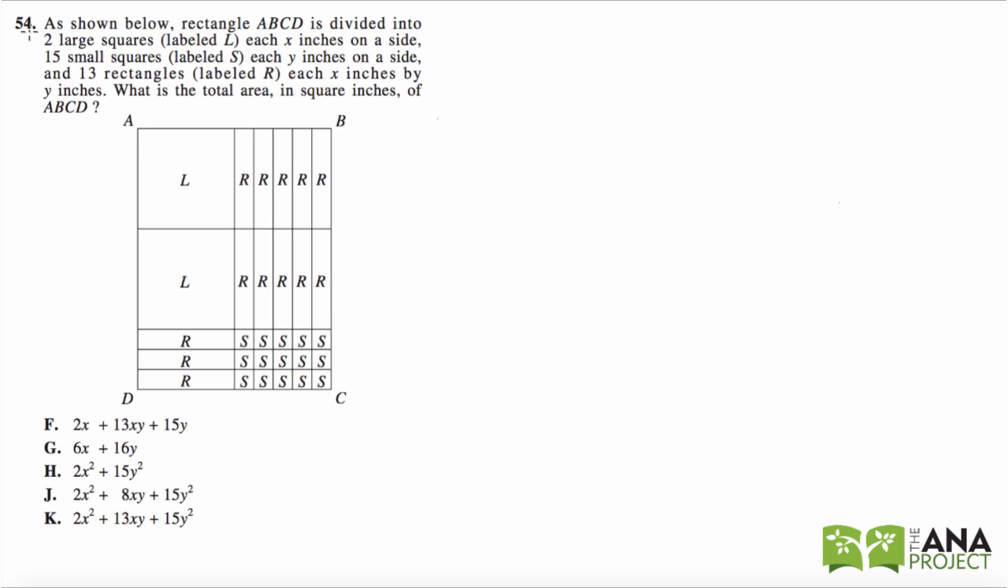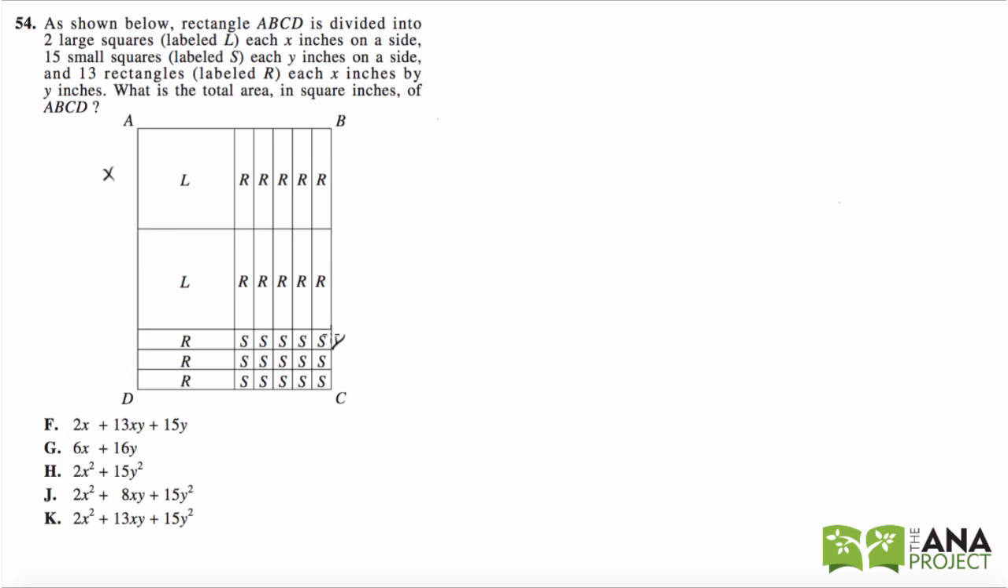Problem number 54. As shown below, rectangle ABCD is divided into two large squares labeled L. So here are the two large squares labeled L, each X inches on a side. So this side will be X inches. And 15 small squares S. So here are the 15 small squares right here, labeled S, each Y inches on a side.